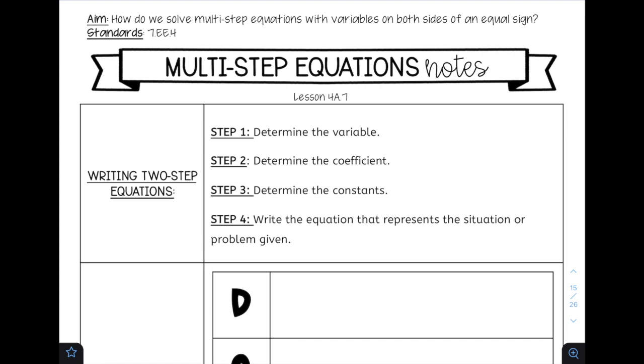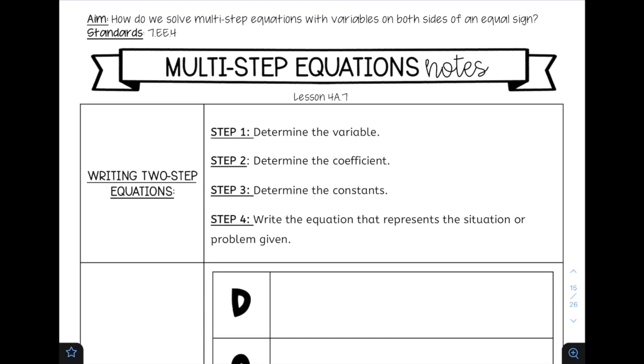So, today we're going to be talking about lesson 7 in unit 4. Our aim is how do we solve multi-step equations with variables on both sides of an equal sign? So, we're going to be talking about isolating your variable, a lot of different concepts that we've learned in the past years, as well as last lesson, number 6. I'll include that at the top of the video.